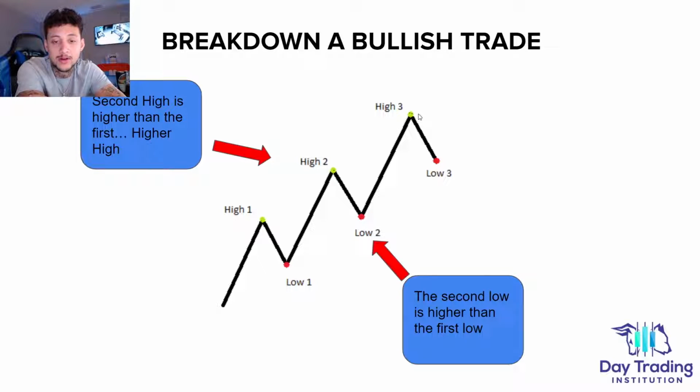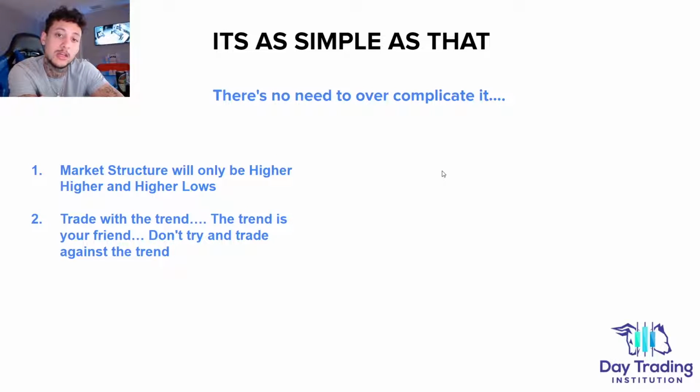We don't want to buy at a higher high. We want to buy at a higher low. Now, it's literally as simple as that. There's really no need to overcomplicate it. But just some notes that you could take from that simple section would be that market structure will only be higher highs and higher lows in a bullish condition.